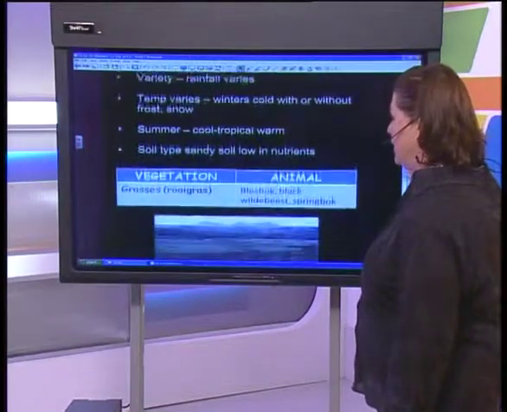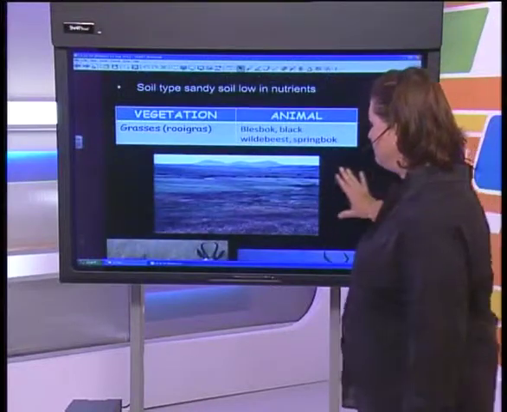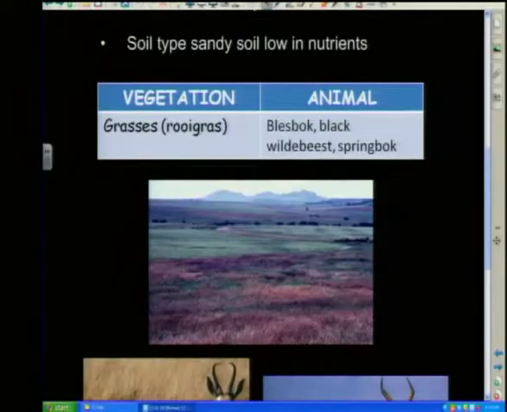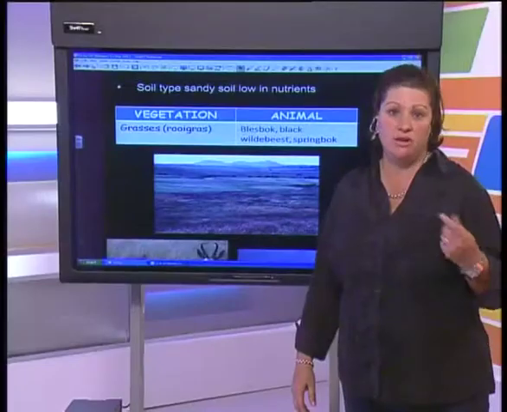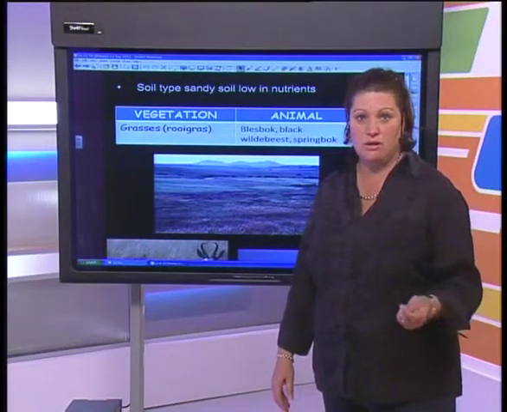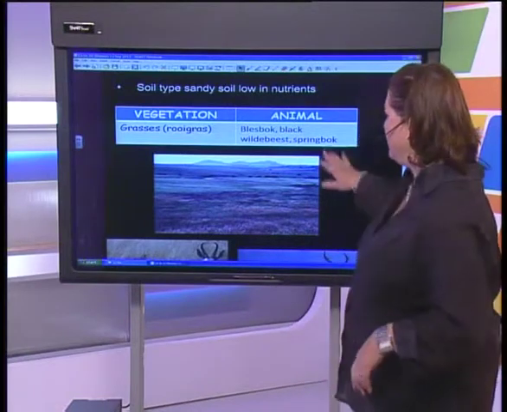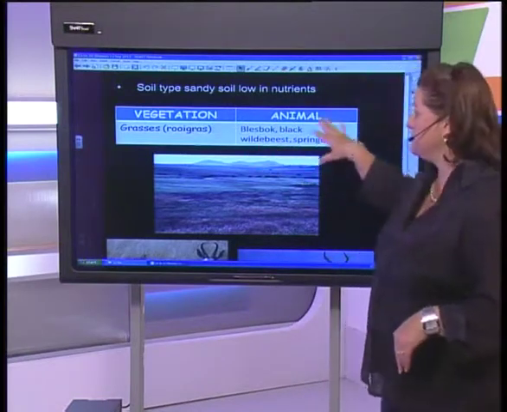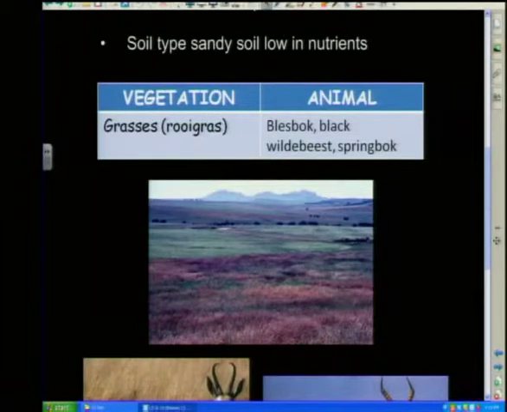here, when we think of this, we're thinking the most prolific grass is called the red grass, the rooi grass. Very hardy. And here, these animals, the blesbok, the antelopes, they are more common in these areas.